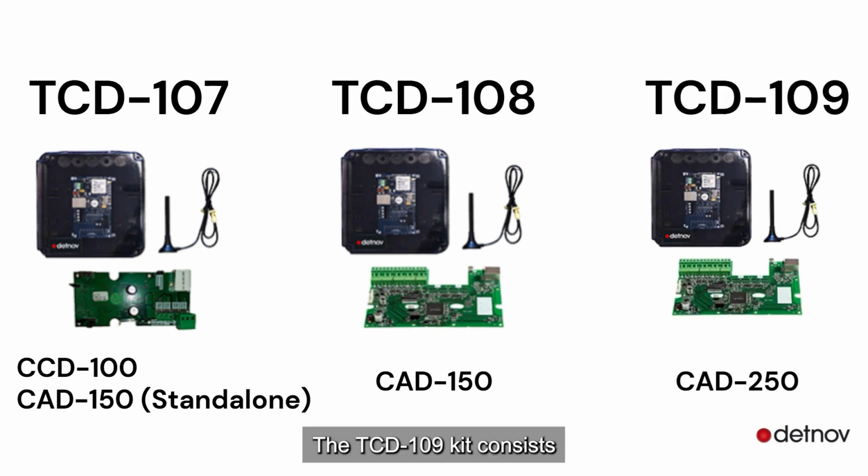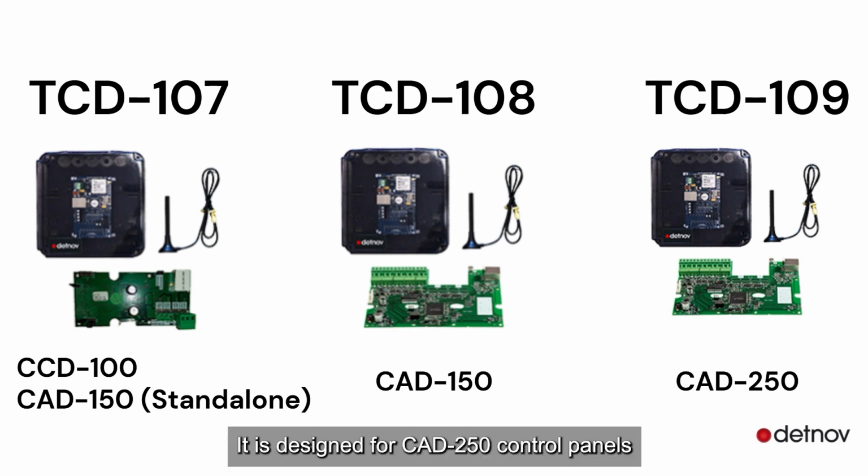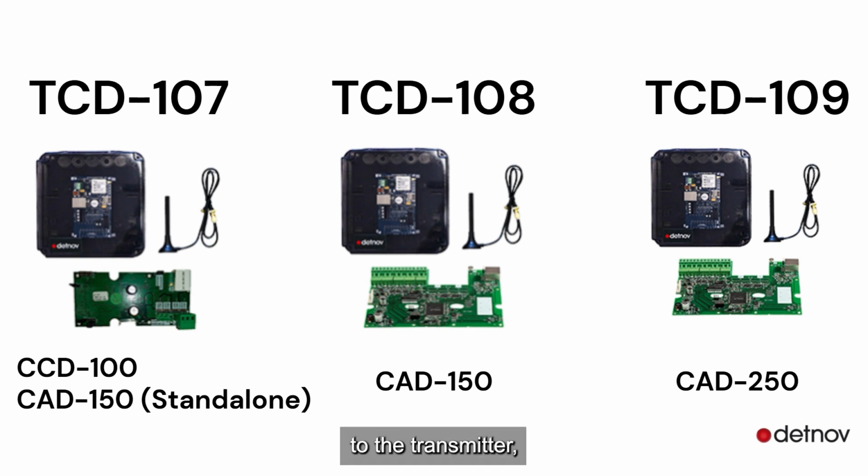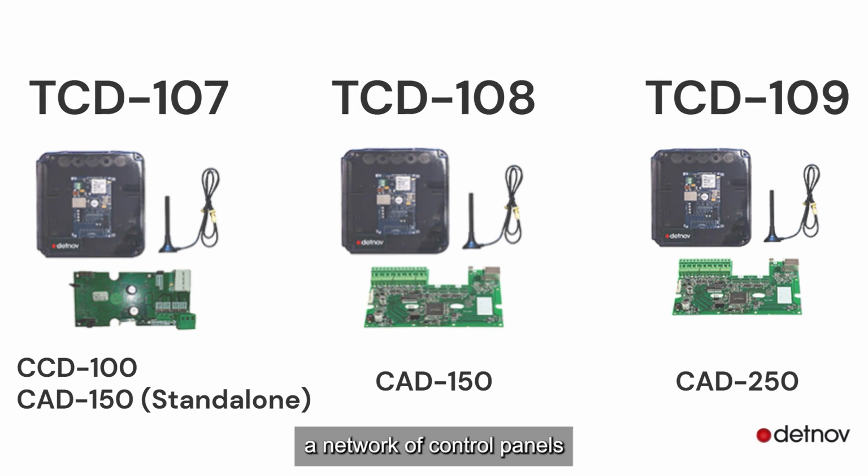The TCD 109 kit consists of a transmitter and the TMB 252 card. It is designed for CAT 250 control panels. This card allows us to connect to the transmitter and also to be connected to a network of control panels.